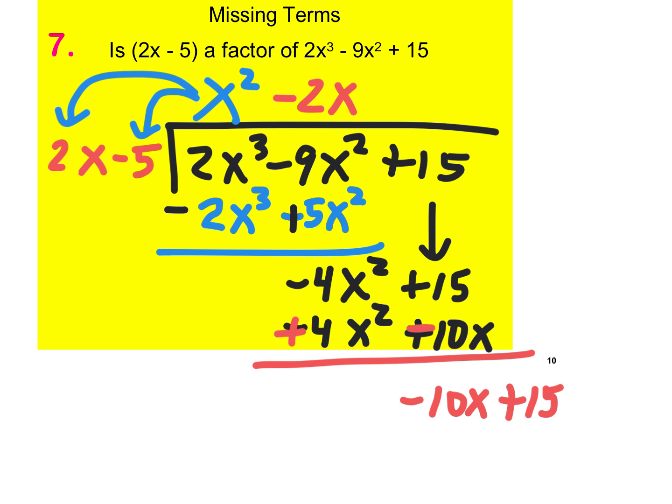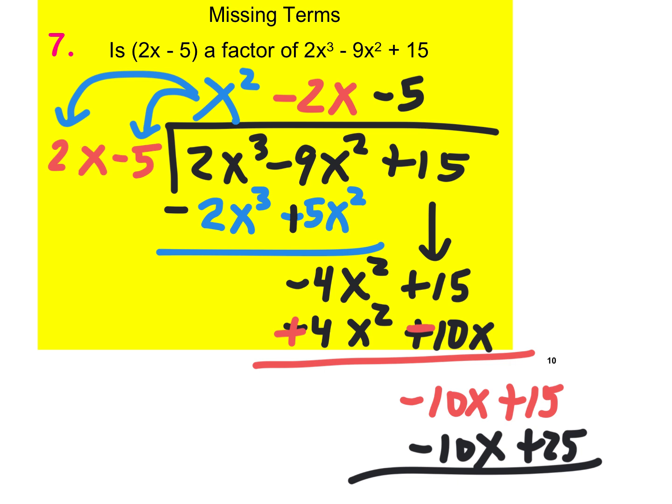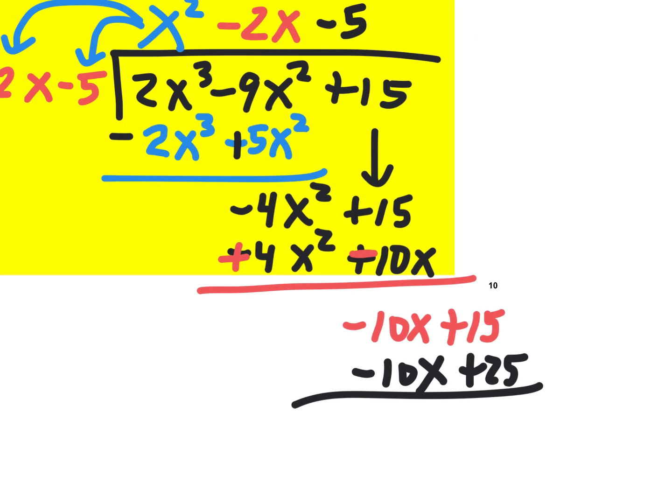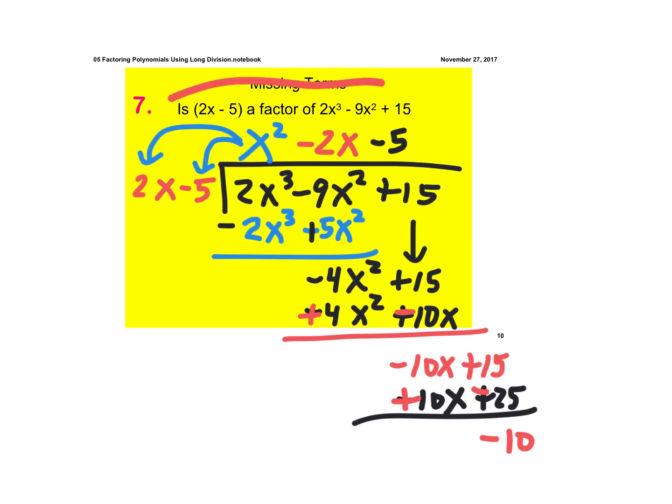So I guess I need a 5 at the end. Ooh, I want to match it exactly. A minus 5 times the 2x makes minus 10x. Notice I want to match it exactly. Negative times negative makes positive 25. And you don't get to just quit once you realize there's going to be a remainder. The whole point then is to show me the remainder. Opposite, opposite. Negative 25 and positive 15 makes negative 10. So is this a factor? Nope. The remainder is negative 10.